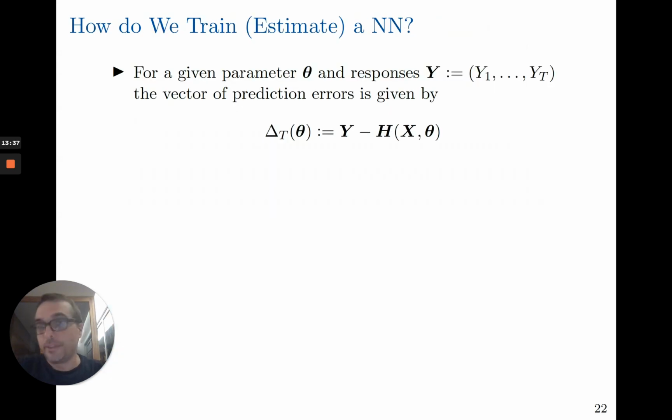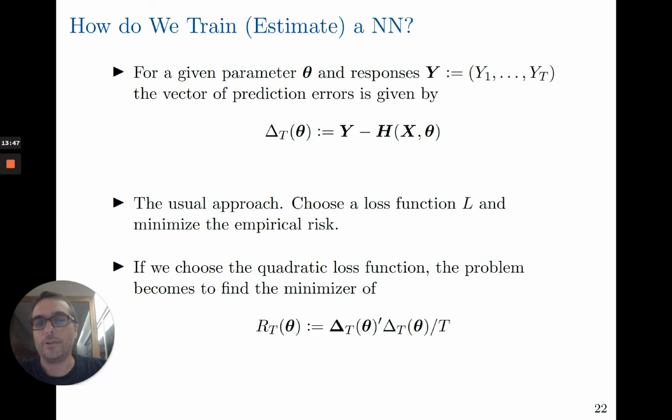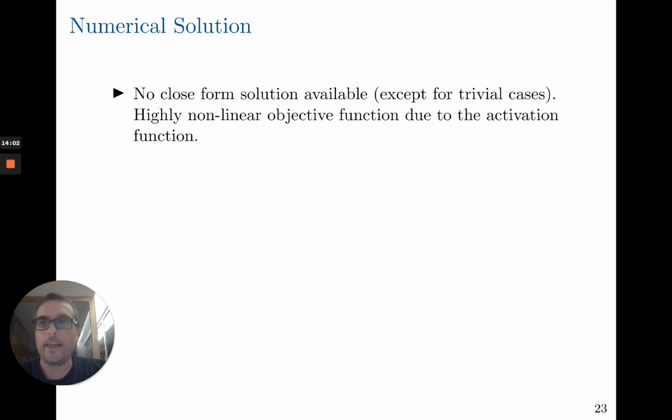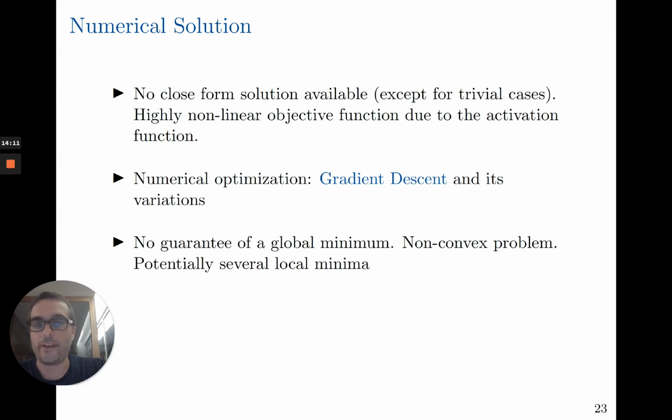And how do you train that neural network? Basically, we look at errors, we choose a loss function and minimize the empirical risk. Our empirical risk usually is the sum of squared errors, okay? We can write everything in vector format, like what you can see in the loss formula on the slide. There is no analytical solution, so we have to do it by a numerical approach. We use gradient descent and its many variations.